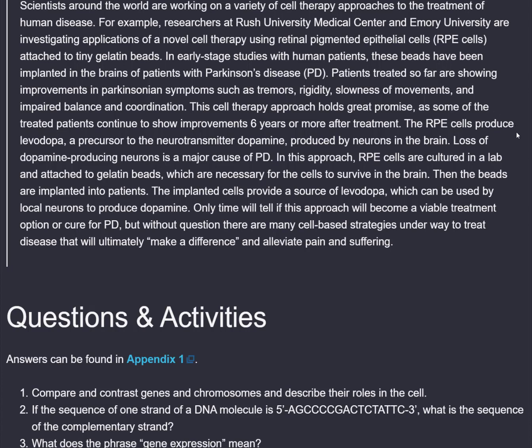The RPE cells produce levodopa, a precursor to the neurotransmitter dopamine, produced by neurons in the brain. Loss of dopamine-producing neurons is a major cause of PD. In this approach, RPE cells are cultured in a lab and attached to gelatin beads, which are necessary for the cells to survive in the brain. Then the beads are implanted into patients. The implanted cells provide a source of levodopa, which can be used by local neurons to produce dopamine. Only time will tell if this approach will become a viable treatment option or cure for PD, but without question there are many cell-based strategies underway to treat disease that will ultimately make a difference and alleviate pain and suffering.